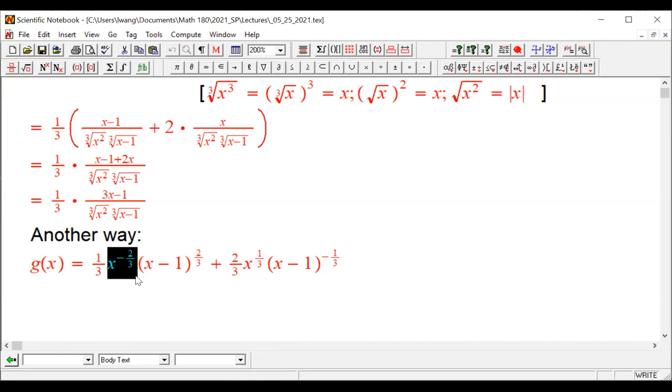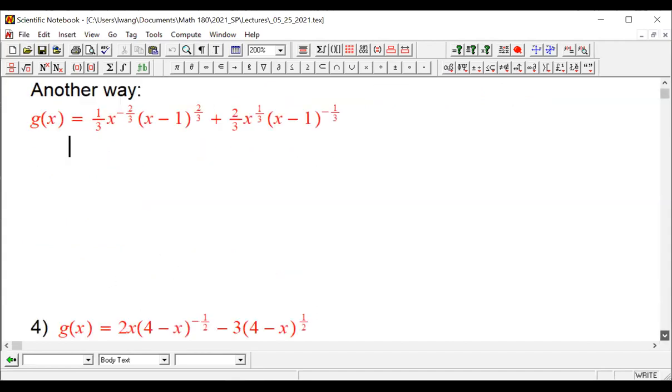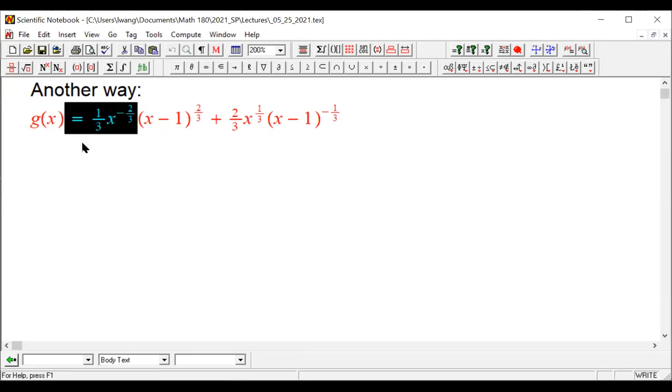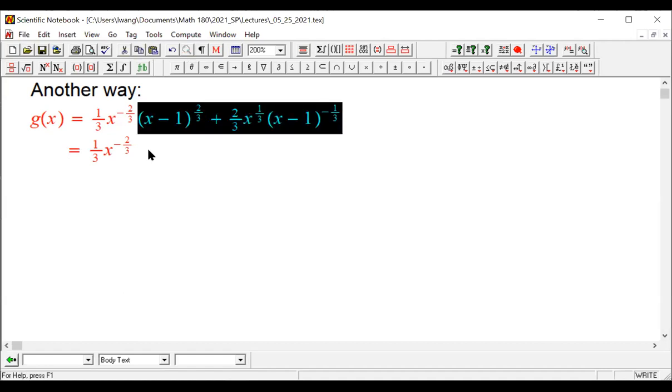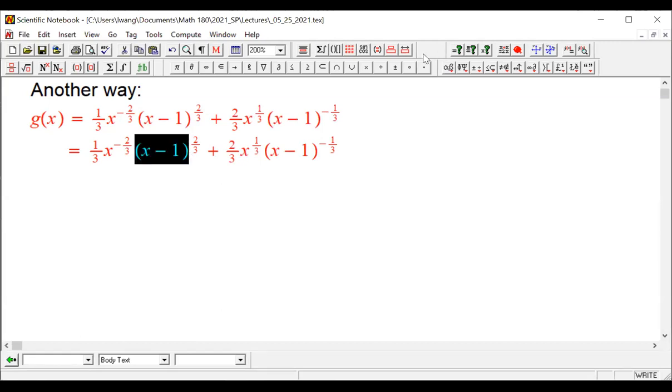We have two different bases. First, I'm going to give you a short version of this. The short version I like to show you is this. I'm going to treat this as omega, like we did earlier. Hopefully that's simpler, where my omega is x minus 1.